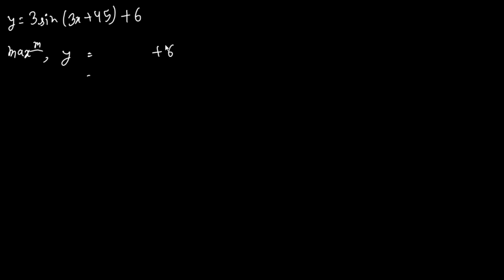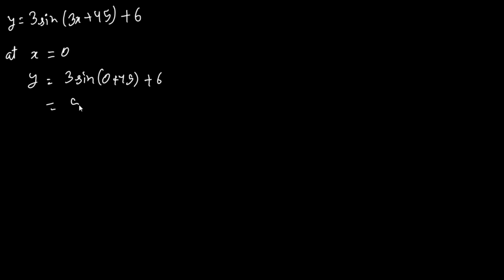Now this curve does not pass through the origin as it is vertically shifted upwards, and the minimum point is at 3, not in a negative region. So that means it does not pass through the origin and thus it has a y-intercept. For the y-intercept we just put x equals 0. So we get y equals 3 sine (0 plus 45) plus 6, which is approximately equal to 8.1. This is our y-intercept. And we already know that our maximum point is y equals 9 and our minimum point is y equals 3.